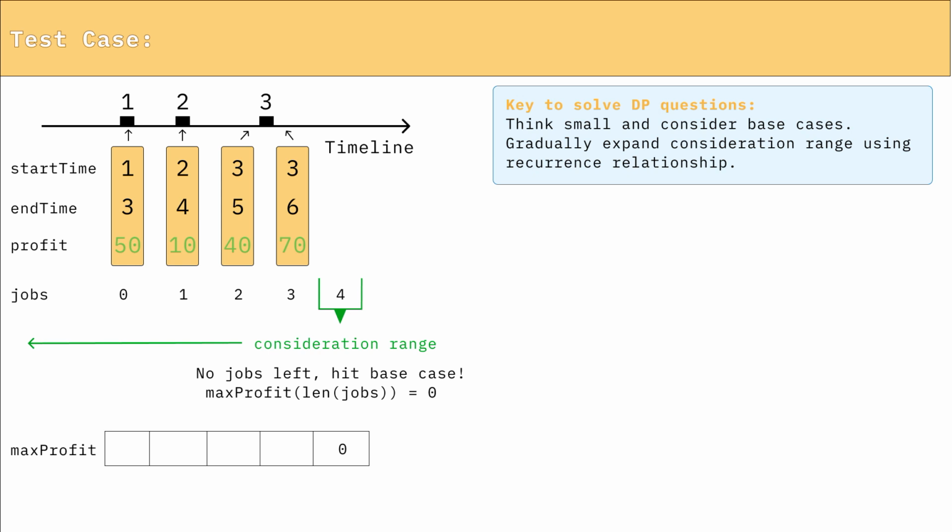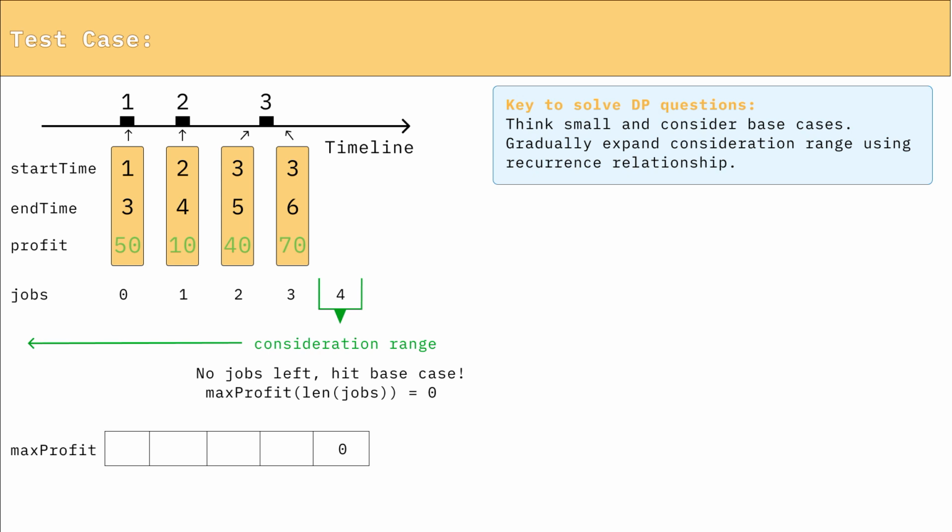We will walk through the solving process using grid illustrations as I promised you, so that we can make our solution crystal clear. As you can see, I have processed the input arrays a bit so that the jobs are sorted by their start time.